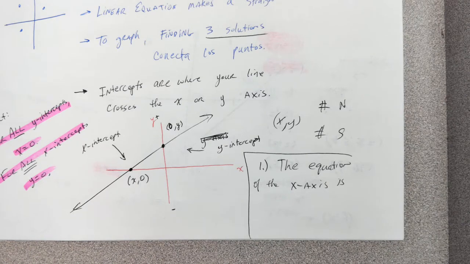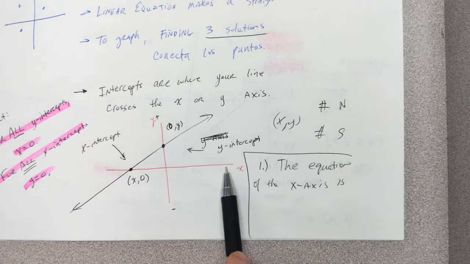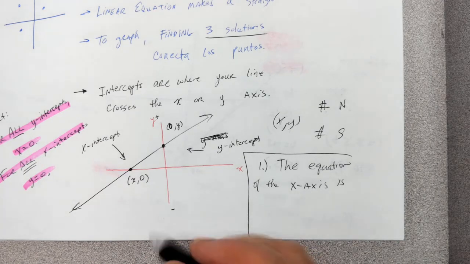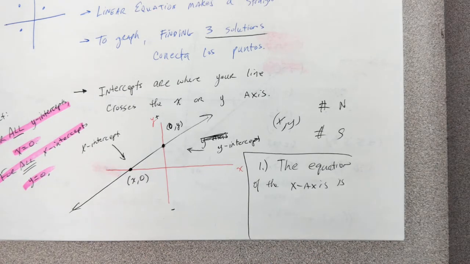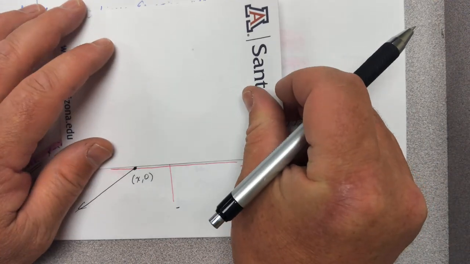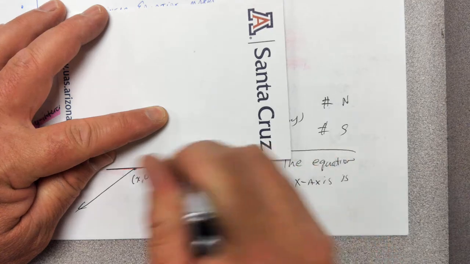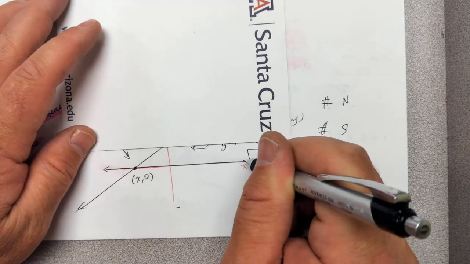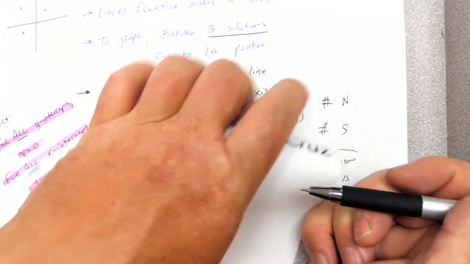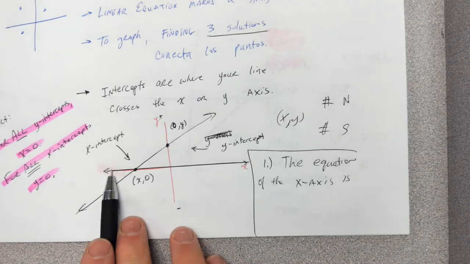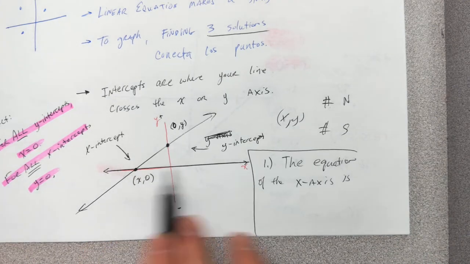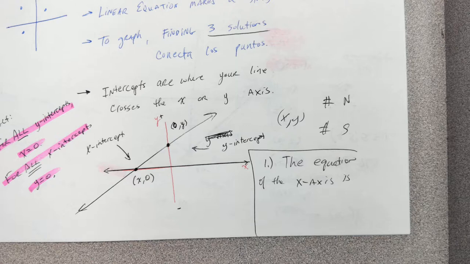This is the x-axis right here, correct? That's a line, right? So there's actually an equation whose graph is exactly the same as the x-axis. If you graphed it, it would be right on top of the x-axis. Do you know what that equation is?